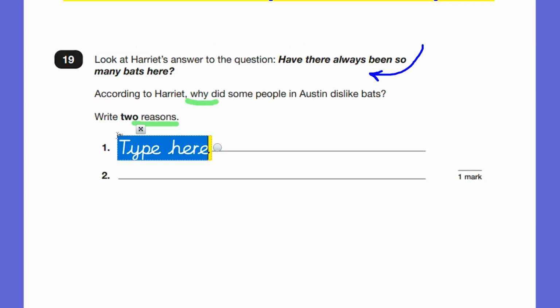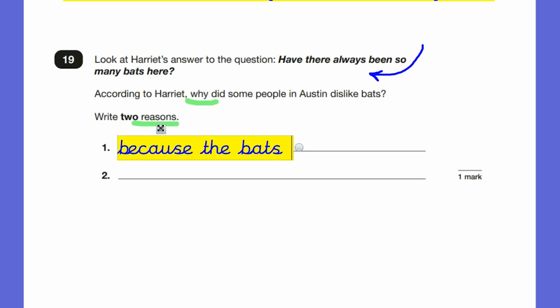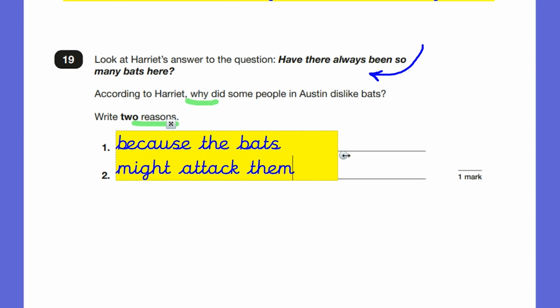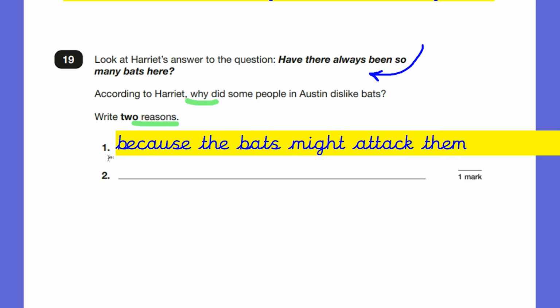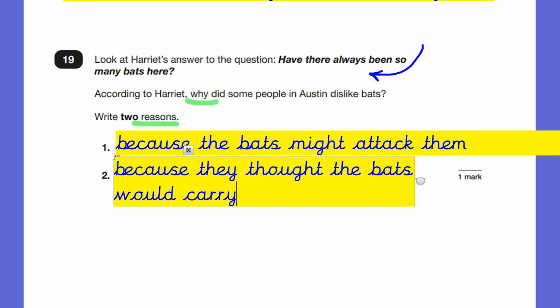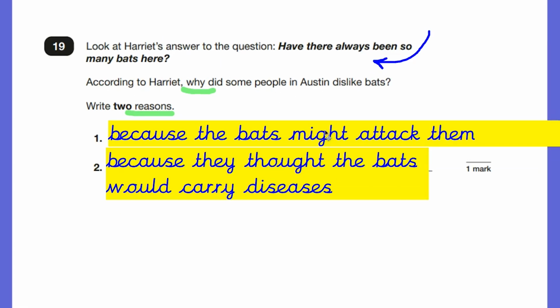So there's a couple of reasons there that people were concerned. That they might pull out their hair, attack them in some way, that they would carry diseases. Okay, so two reasons. Because the bats might attack them, and the second reason for a mark, because they thought the bats would carry diseases. And given those two reasons, which we found in the text, we will get the mark.